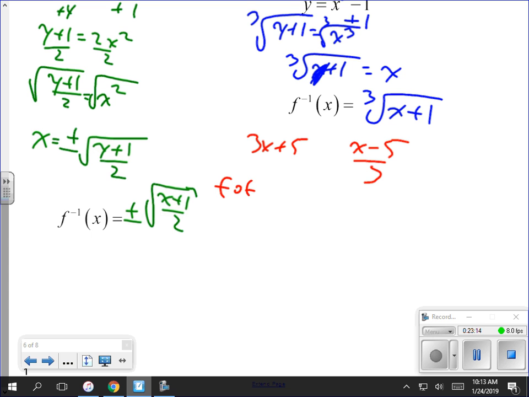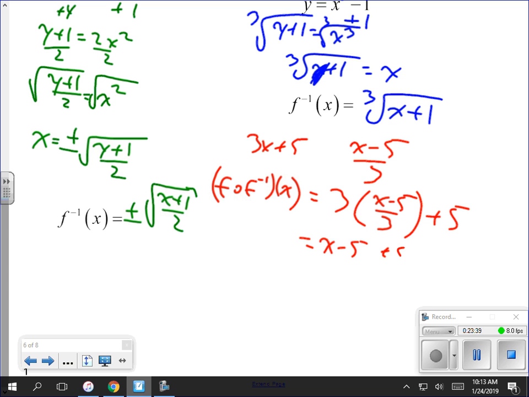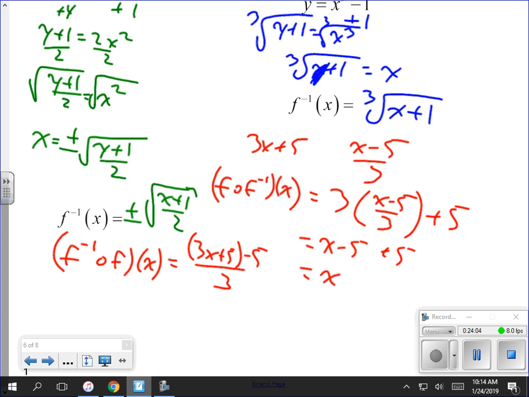If I take f composed of f inverse, in other words, 3 times x minus 5 over 3, plus 5, and solve it out, 3 times x minus 5 over 3 is x minus 5, plus the 5 still behind, I end up getting x. If I do f inverse composed of f, in other words, I take 3x plus 5 minus 5 over 3 and solve that, 3x minus 5 plus 5 is 3x over 3, which gives me x.